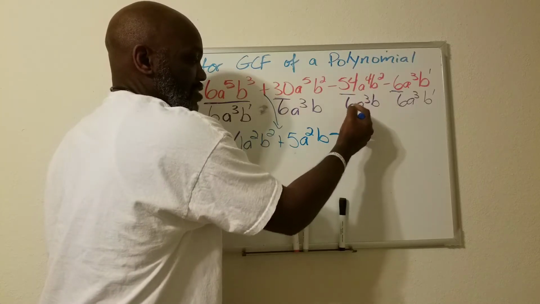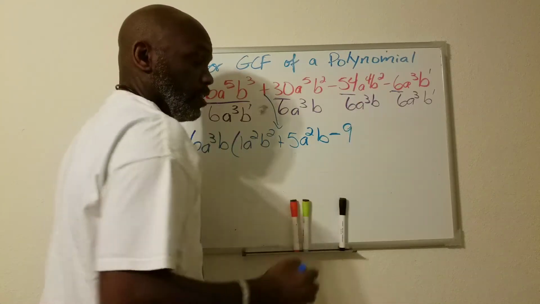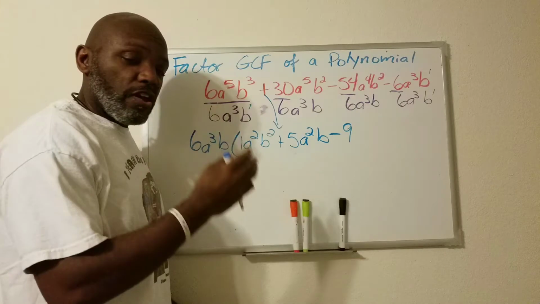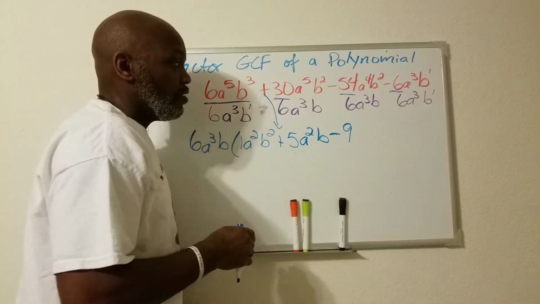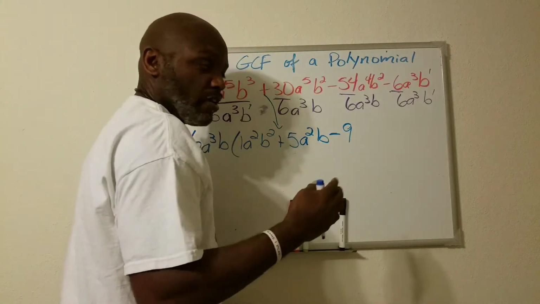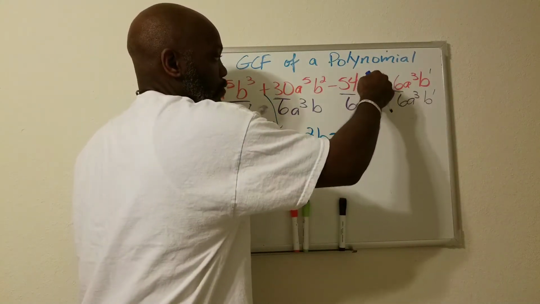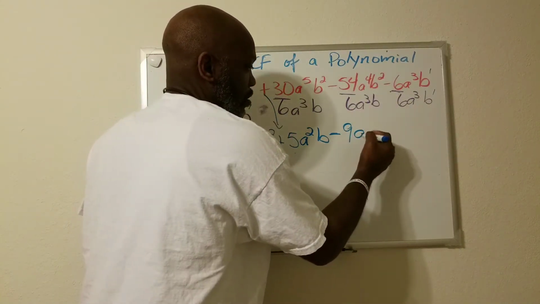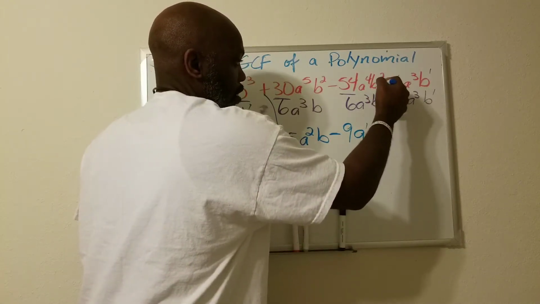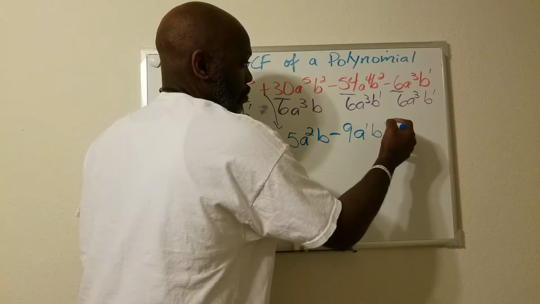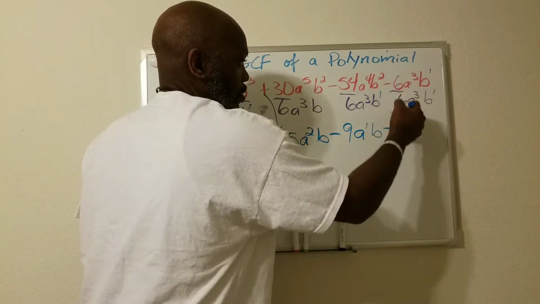54 divided by 6 is 9. You can use your calculator, but it's very helpful if you know your factors, if you know your multiplication facts, because it saves you time. A to the 4th divided by a to the 3rd is just a to the 1st. And b to the 2nd divided by b to the 1st is the letter b, right? And then bring down my minus sign.